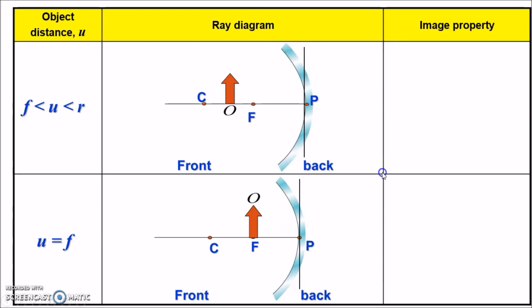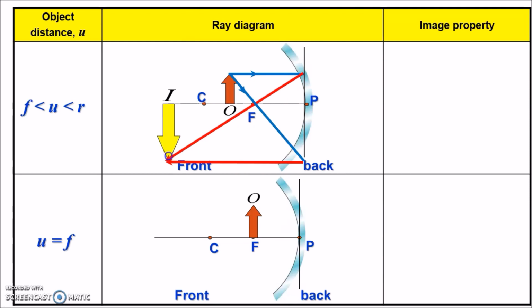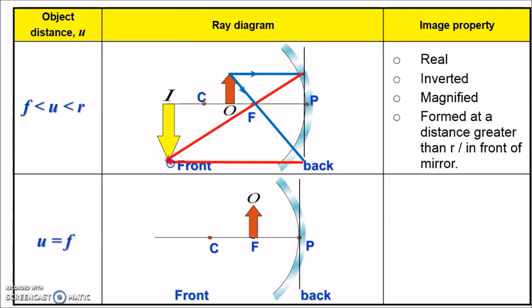Step 1. The incident ray is parallel to the principal axis and reflected back passes through point F. Second step. The incident ray passes through point F and the reflected ray is parallel to the principal axis. Here is the intersection of the reflected rays, so image will form here. The characteristics of the image are real, inverted, magnified, and formed at a distance greater than r or in front of the mirror.